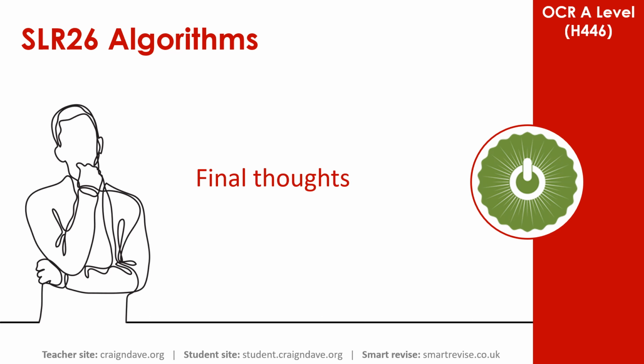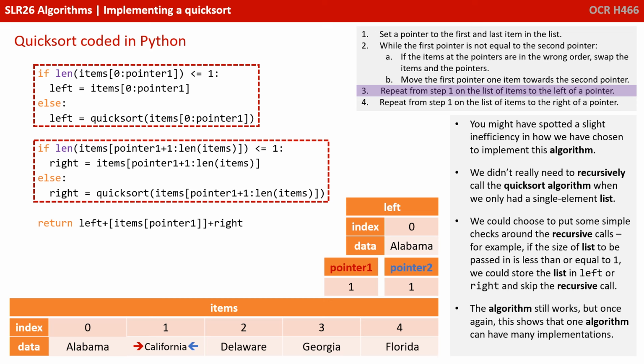So let's consider a few final thoughts about the Quicksort algorithm. You might have spotted a slight inefficiency in how we've chosen to implement this algorithm. We didn't really need to recursively call the Quicksort algorithm when we only had a single element list. We could have chosen to put some simple checks around the recursive calls as shown here. For example, if the size of the list to be passed in is less than or equal to 1, we could store the list in left or right and skip the whole recursive call and returning back out. The algorithm still works as we've done it, but once again, this shows that one algorithm can have many implementations.